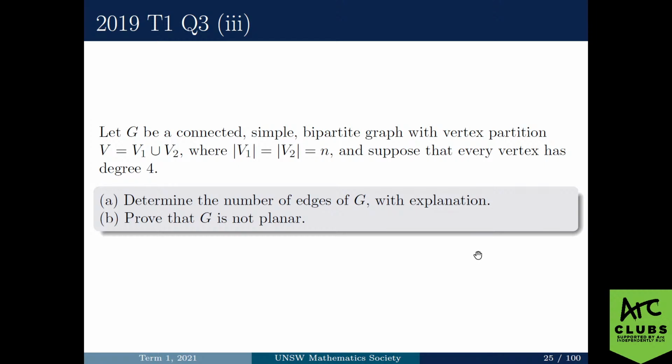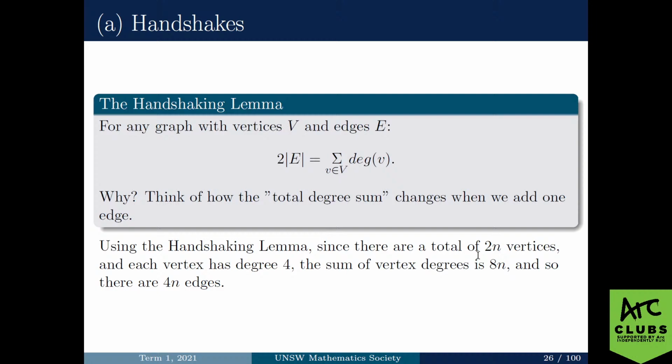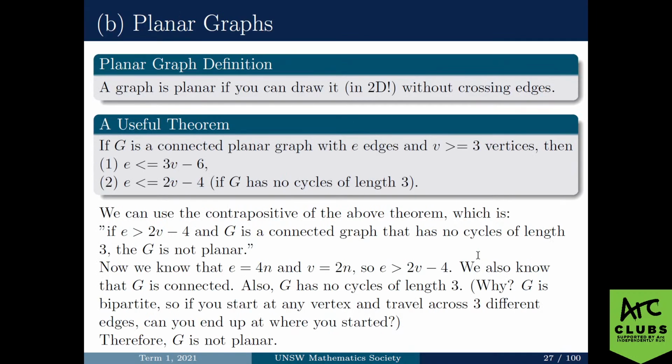And part B is prove that G is not planar. And okay, so what does planar mean? The definition of a planar graph is actually really, really informal, and that is actually the formal definition. So it's planar if you can draw it in 2D without crossing edges. Like, that is literally the definition.